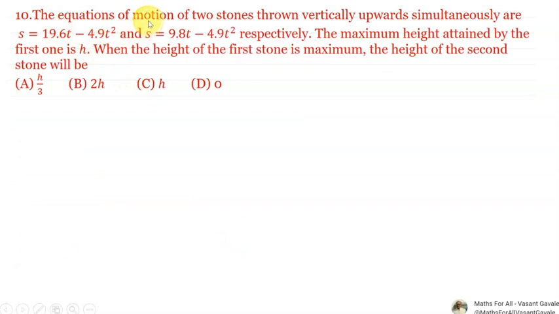The equations of motion of two stones thrown vertically upwards simultaneously are s equals 19.6 t minus 4.9 t square and s equals 9.8 t minus 4.9 t square respectively. The maximum height attained by the first one is h. When the height of the first stone is maximum, the height of the second stone will be?